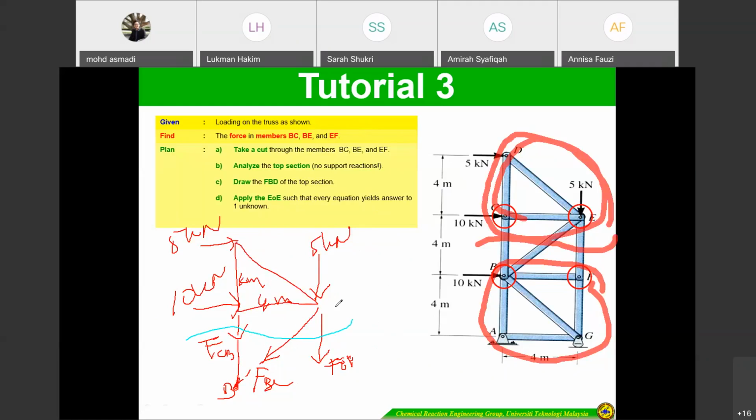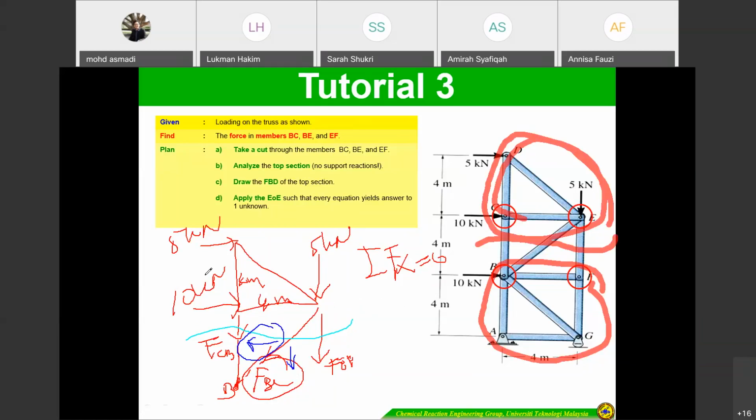For me, I will start with the total Fx. Why do I start with the total Fx? Total Fx equal to 0. If you resolve it, you can get this direction as well as this direction. So there is only one unknown in the x direction, rather than starting with the total Fy. Okay, can you calculate FBE?